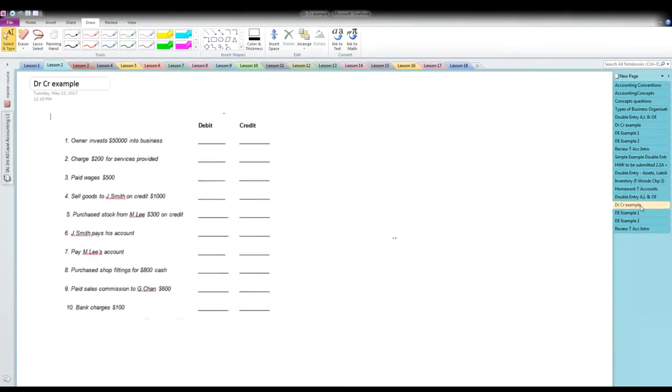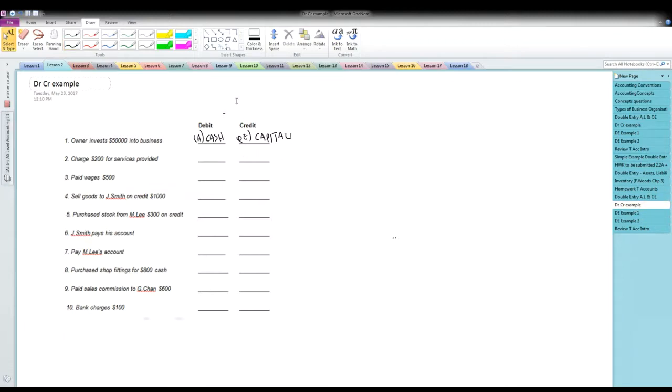Let's have a look at an example. So if the owner invests $5,000 into the business, then we have a debit for the asset of cash because that's increasing, and we have a credit for the owner's equity of capital because that is increasing.